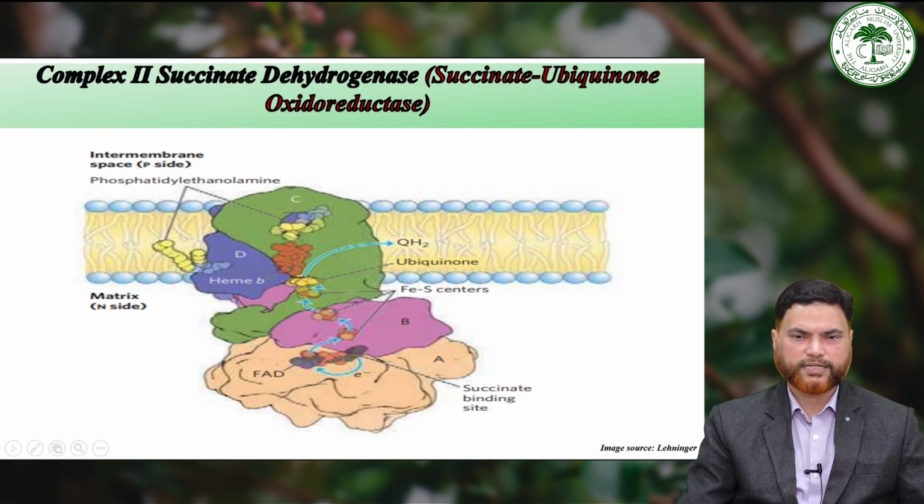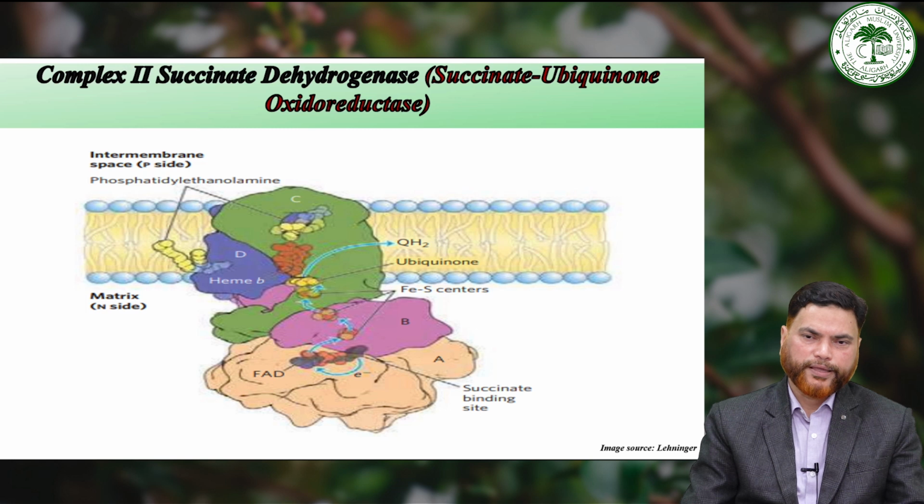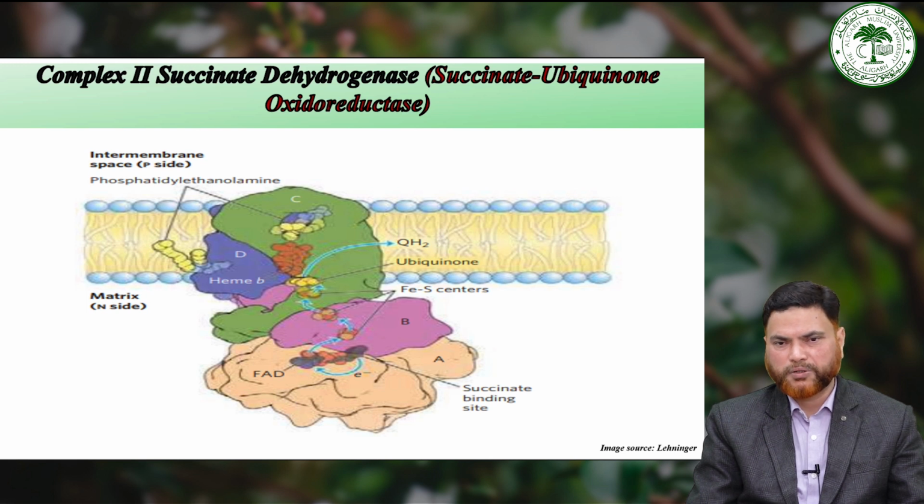Complex 2 is the smallest complex within the electron transport chain, comprising only 4 different protein subunits, and the size of these subunits ranges from 13 to 70 kilodaltons. Generally, in the majority of plants, including angiosperms and gymnosperms, none of these proteins are encoded by the mitochondrial genome. So, this is a very interesting point to note at this juncture.